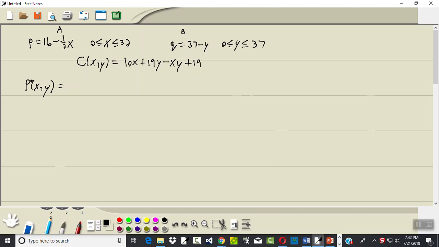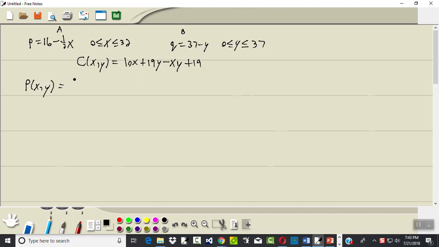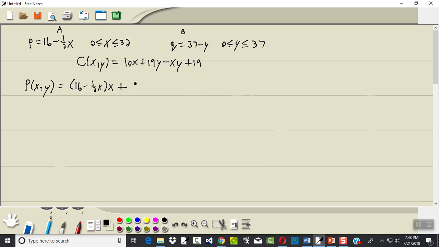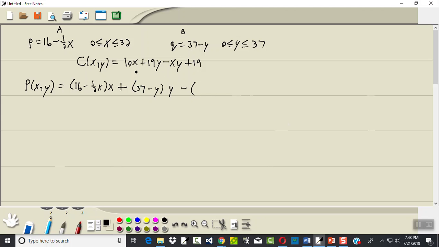So we've got P of XY. It's big P for profit. This is little p for price, which is equal to little p times X. So we're going to take 16 minus 1 half X times X plus our Q times Y, so that'd be 37 minus Y times Y, minus, and you have to make sure you put parentheses here, the cost function. Because oftentimes you have multiple terms here, so you need to flip the sign of everything. So we got 10x plus 19y minus xy plus 19.